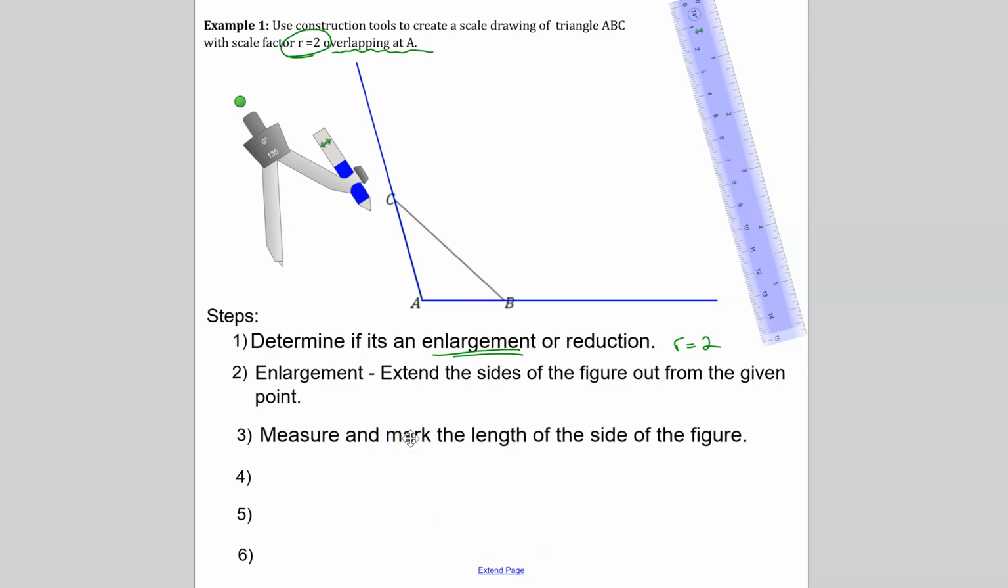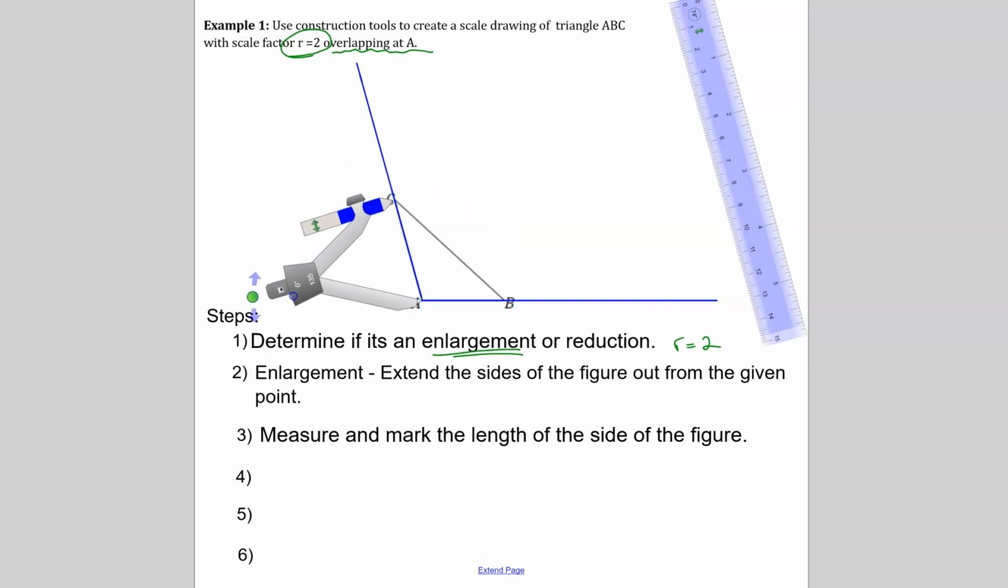Now I actually want to represent this process of, in this case, making a scale factor of 2, aka doubling the size of this figure. So I'm going to start with one of them. It doesn't matter who you start with. I'm going to start with AC. I'm going to put my pointer at A, and I'm going to spin my compass around and move my pencil until I get to the point at C, which is right here.